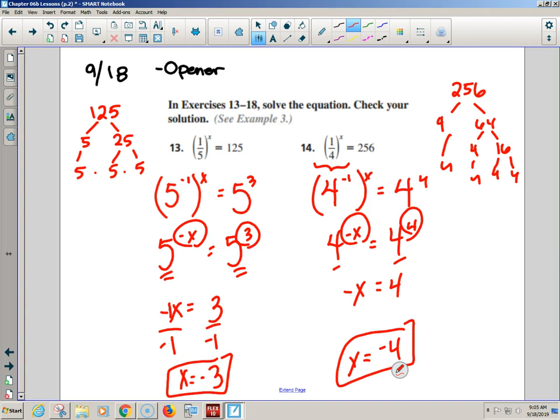But how do we technically get there? Divide by a negative 1. Good. So then we get 4 over negative 1 is a negative 4. I didn't show that reduced.